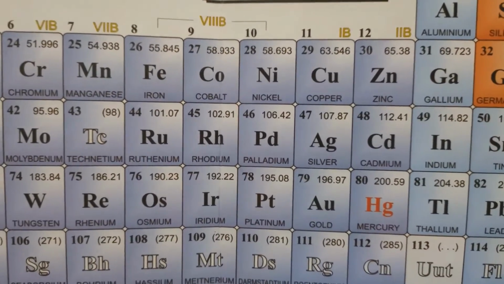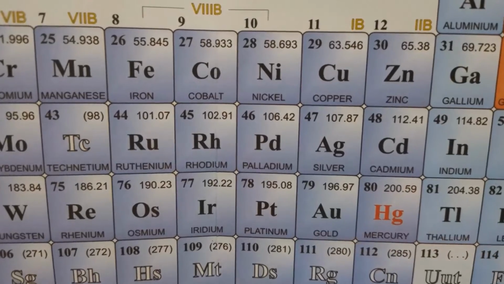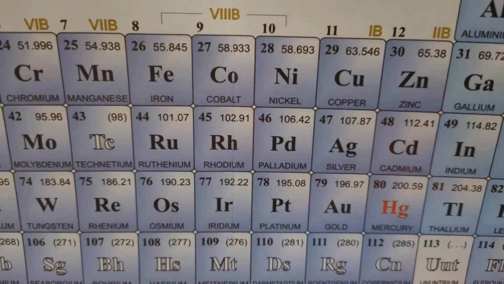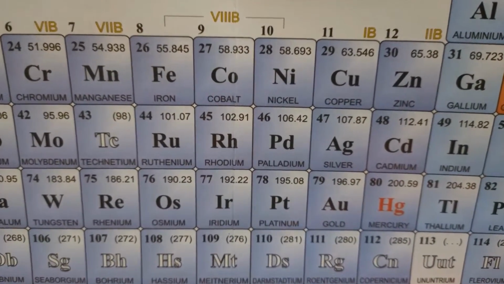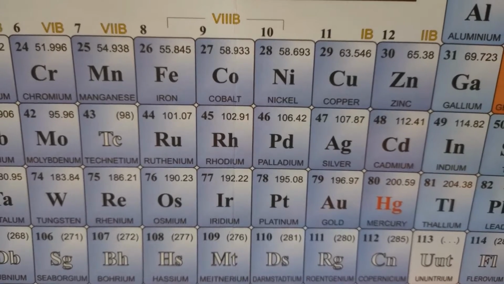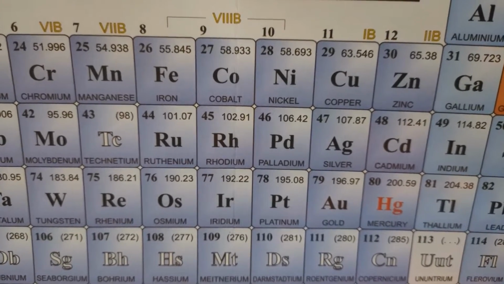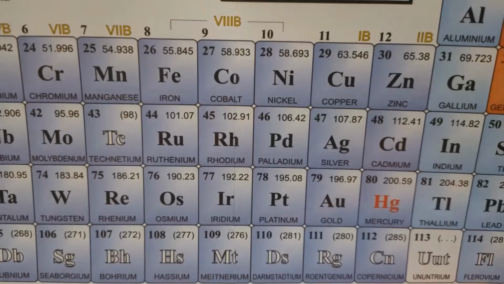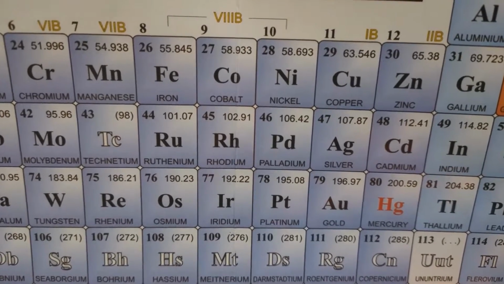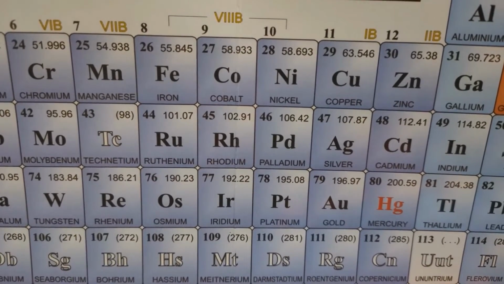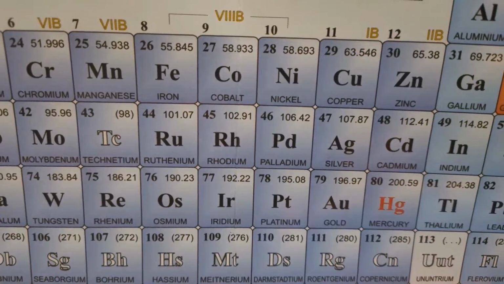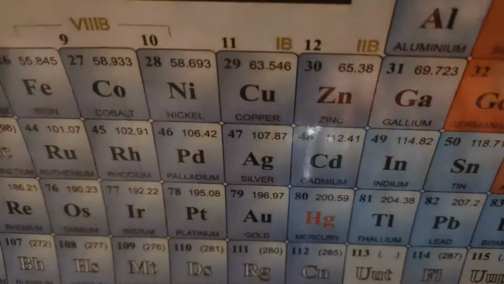And for the 46th one, it's palladium. Palladium is a metal, a transition metal, and it's also used in armory, weaponry kind of stuff. It has an atomic mass of 106.42. It's represented by the symbol capital P and small d.